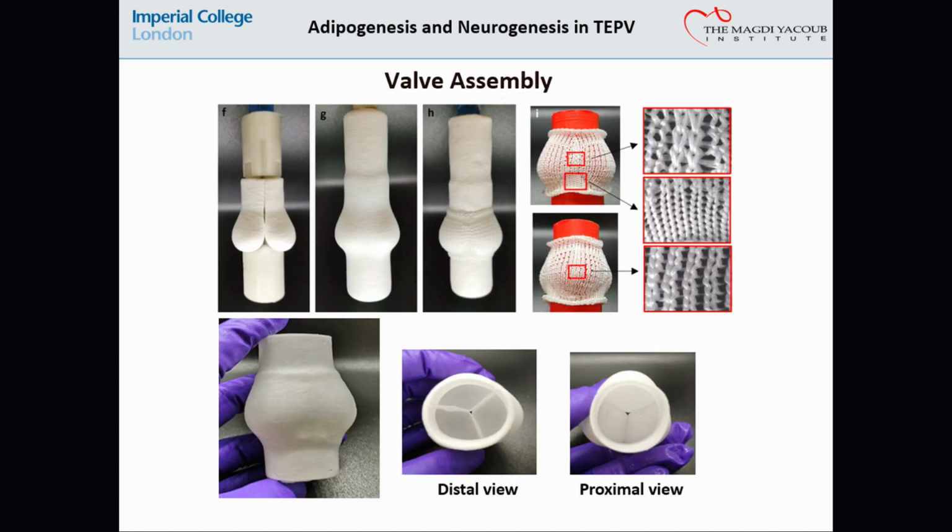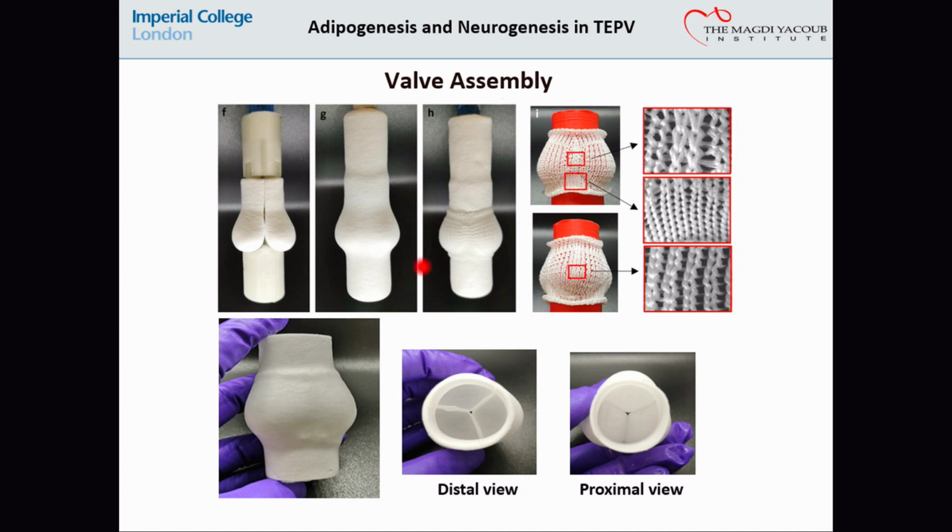So this slide shows our valve assembly process. So we use jet spraying to spray 3 sinus molds. These are assembled into a holder and a counter. This is then an anisotropic layer of PCL scaffold. Then this is jet sprayed with an isotropic layer.